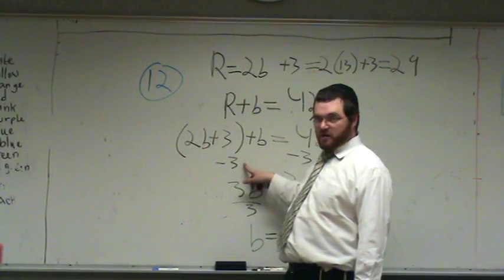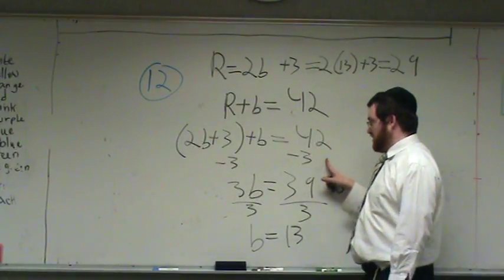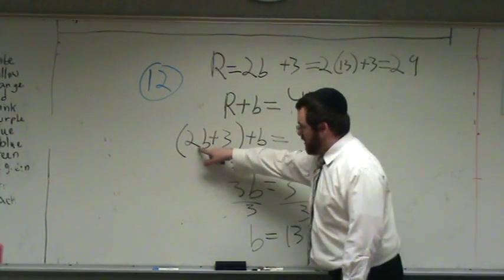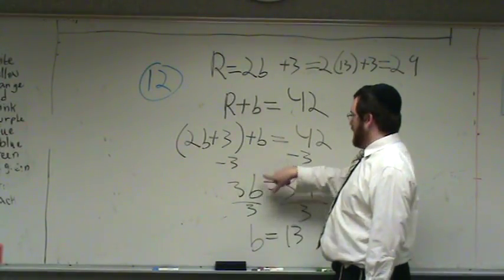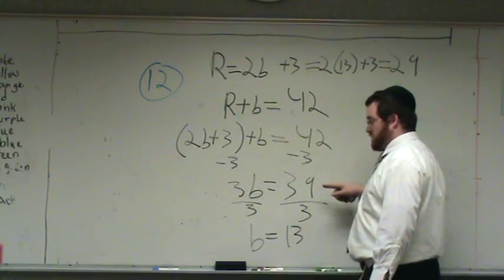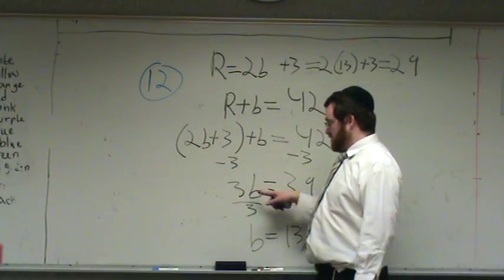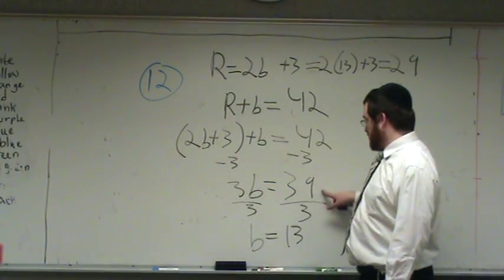Subtract 3 from the left side. Do the same thing to the right side to keep the equation equal. So 3b plus 3 minus 3 is just plain 3b. And on the right side, 42 minus 3 is 39. So 3 times the amount of black marbles is equal to 39.